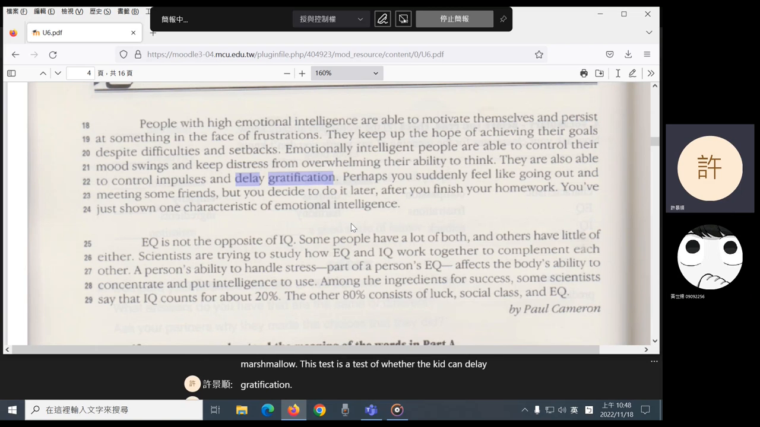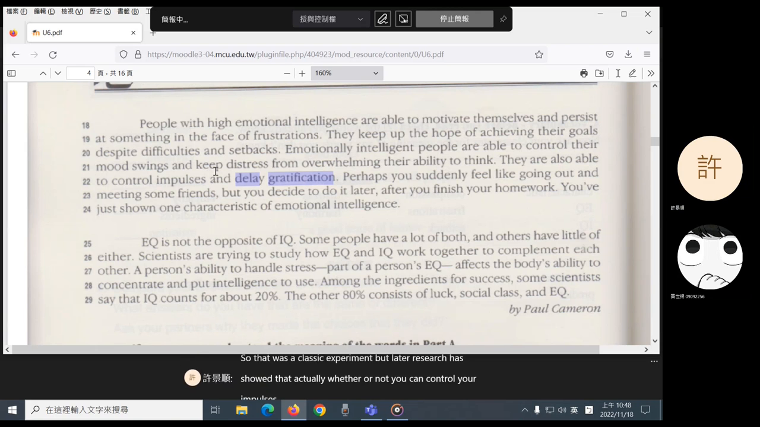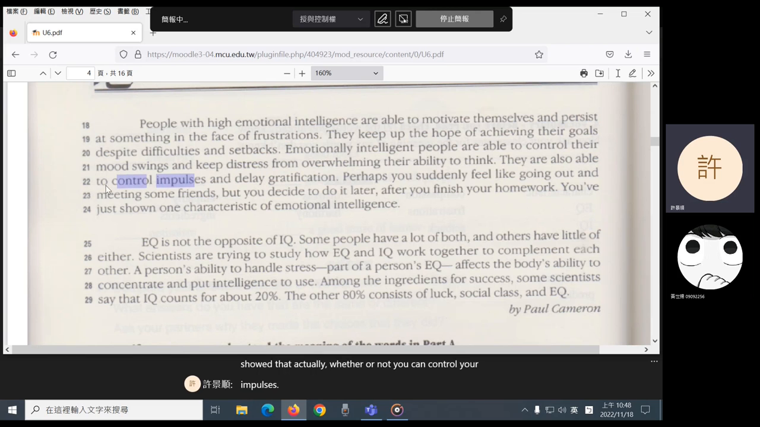So that was a classic experiment, but later research has showed that actually whether or not you can control your impulses has to do with your DNA. It's inherited. 受遗传的影响比较大. Is it possible to train yourself? Yes, but it's not easy. It's not like learning something. It's changing a part of your personality, and that's never easy.